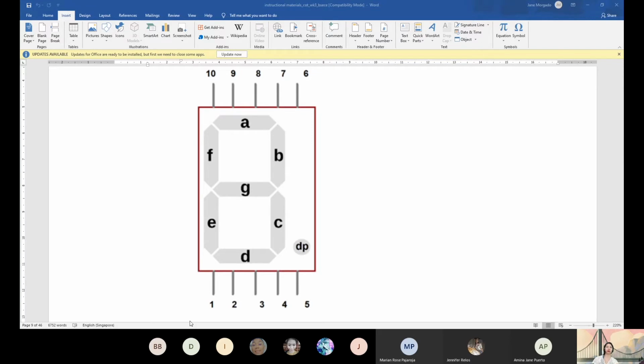This is just a review, class, from chapter 1. Binary codes. We have BCD. Let's say you have 0. How do you represent 0? 0000. Thank you, Justine. So each digit in decimal must be represented by 4 bits in binary.